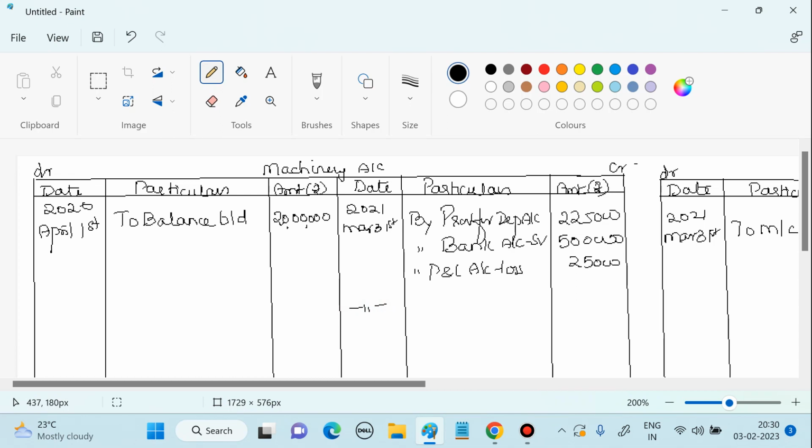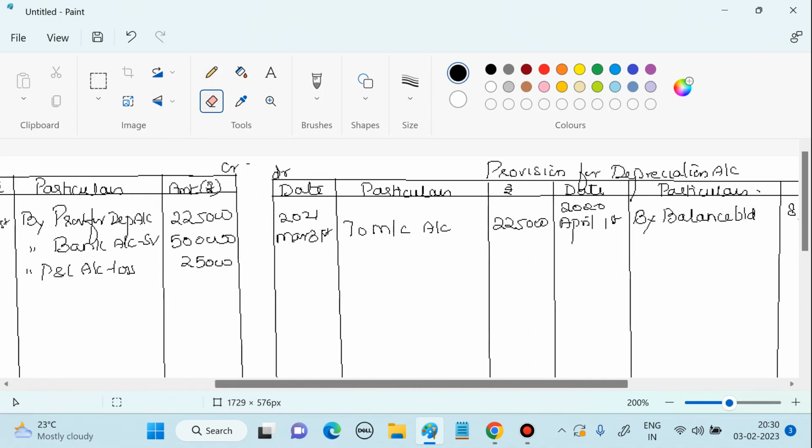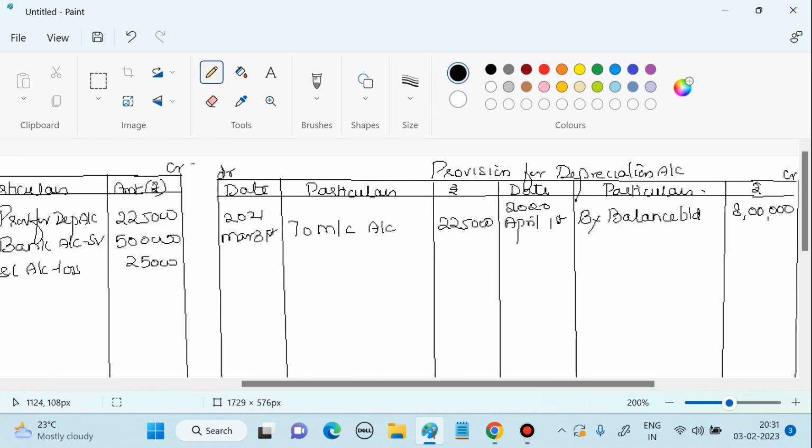Now, after doing this, we are supposed to provide depreciation on the rest of the machines. This 20 lakh was the cost of all the machines together. Out of that, only the machinery worth 7,50,000 was sold. So there is still other machinery now. So on that, we have to provide depreciation. So we will not write it here. Where will we write it? Here. Depreciation is put into 2021 March 31st, by depreciation account.